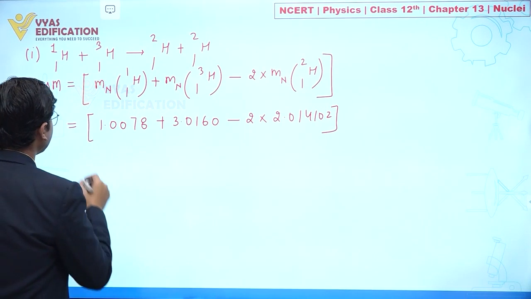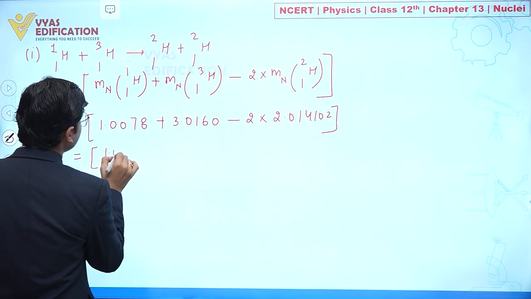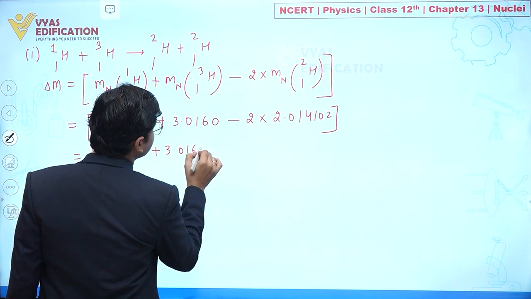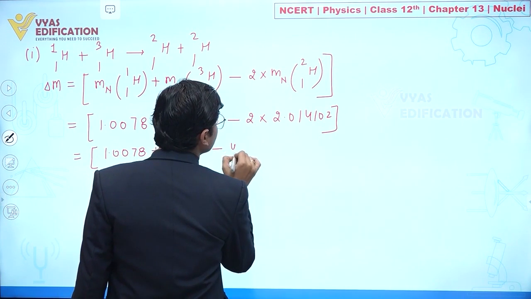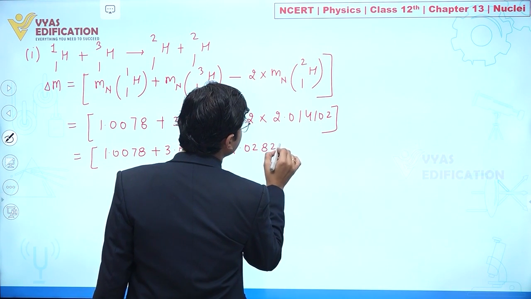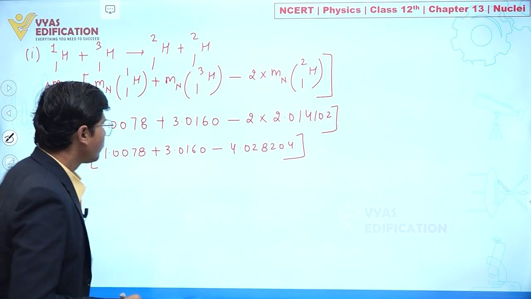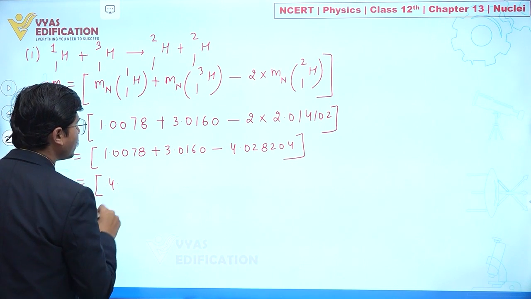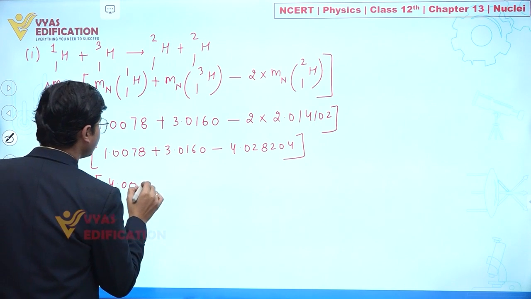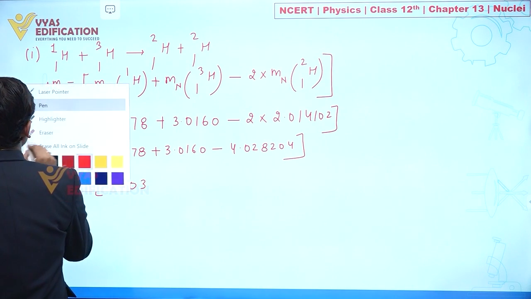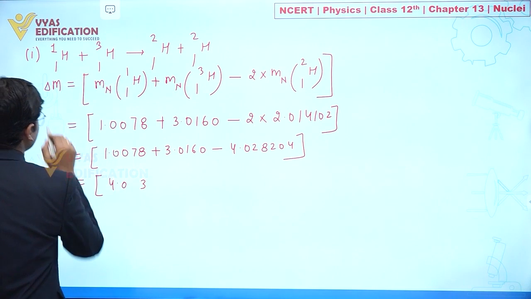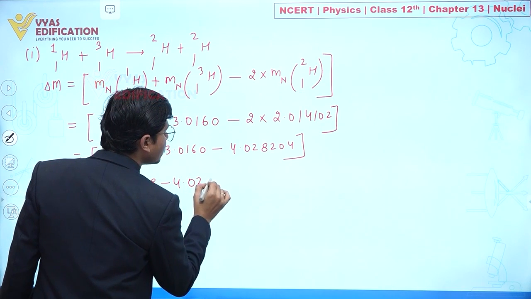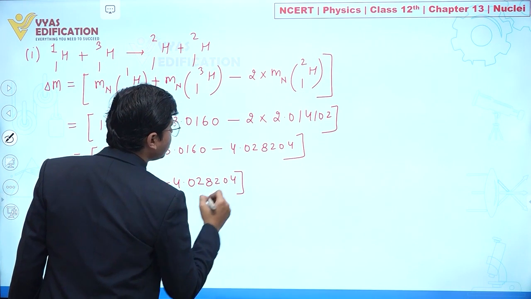Now if you multiply it, you will find this value 1.0078 plus 3.0160 minus, now multiplied with 2, so 4.028204. Clear? So from that one we can write it like this, this is equal to, if we add it, we can say that is 4, 0 and 0, we can say 7, 6, so this is 13, so we have 1, this is 1, and we can say that is 8 minus 4.028204, and now this one.